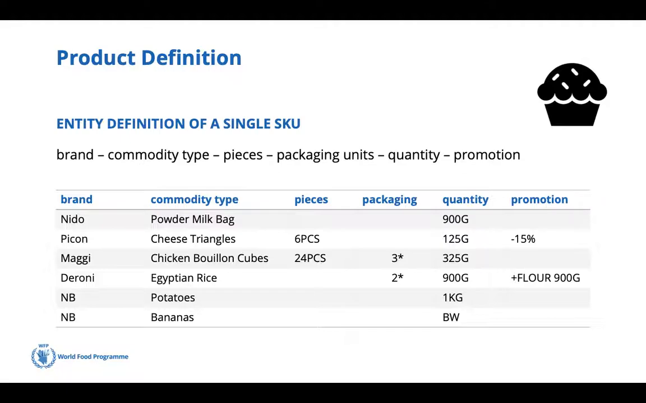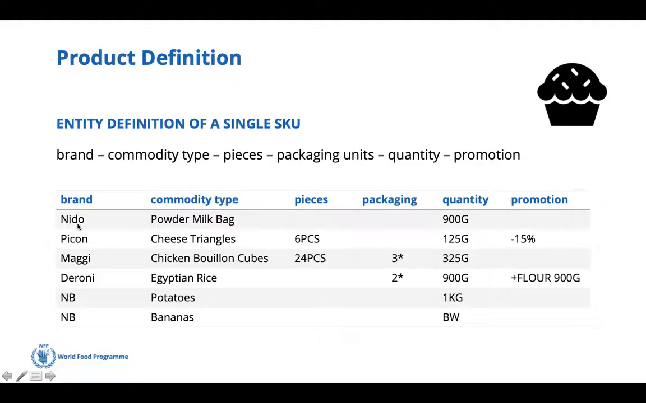Before describing the whole process, we must first define what is our minimal set of properties that uniquely characterize the product. With respect to our needs and analysis, we defined that our minimal set consists of the following characteristics: brand, commodity type, pieces, packaging units, quantity, and promotion. So what does this mean in practice?